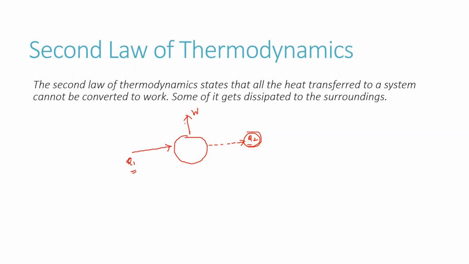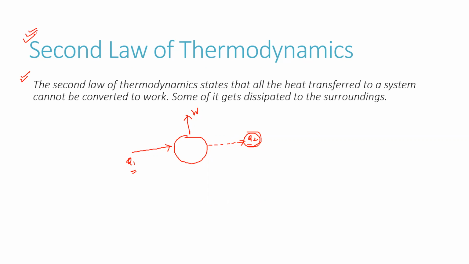So this is very important. Some of the heat will get dissipated to the surroundings. All of the heat cannot be transformed to work. So this is the second law of thermodynamics, and this is going to be very important. This has a lot of significance.